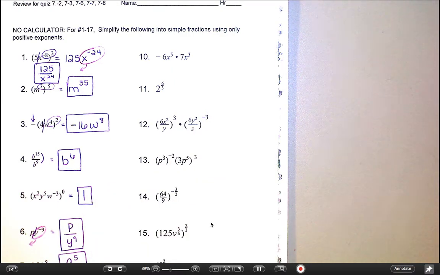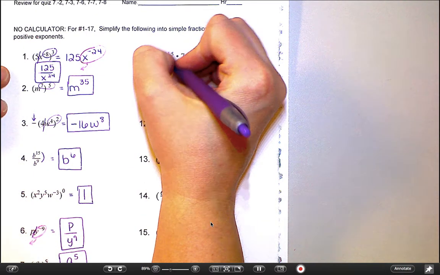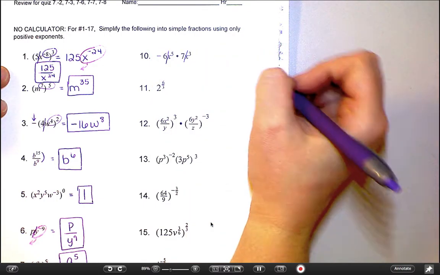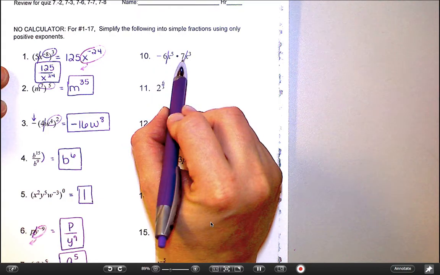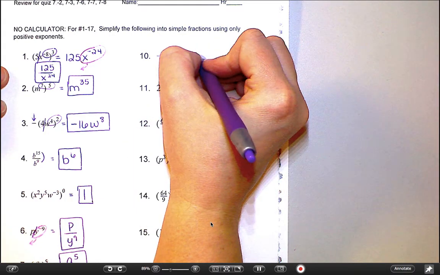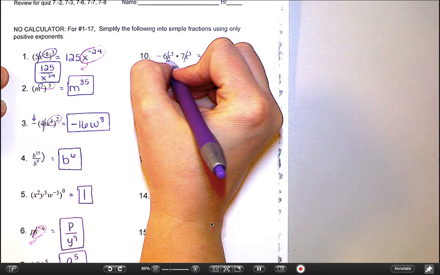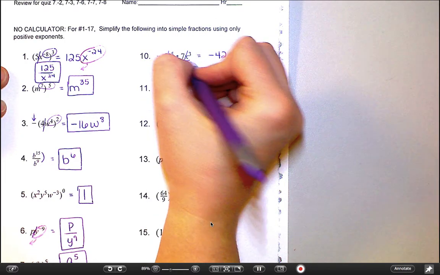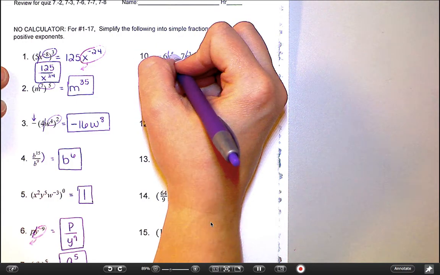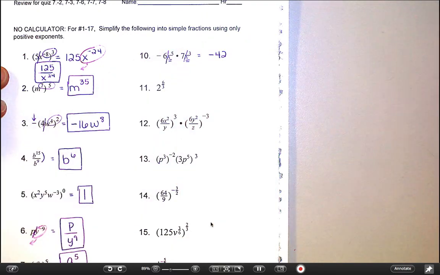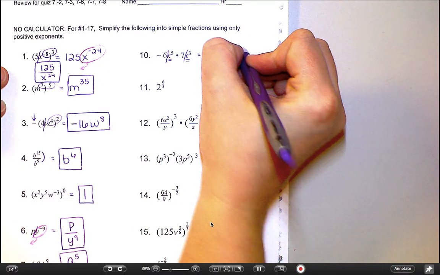Okay. So in number 10, I want to separate the numbers from the letters. This is a multiplication problem, so I am actually multiplying negative 6 times 7. I get negative 42. And then when I'm multiplying with exponents, I'm going to add those together, because if you think about this, this is like 5 x's all multiplied together and 3 x's all multiplied together. So grand total, I would have 8 x's all multiplied together.